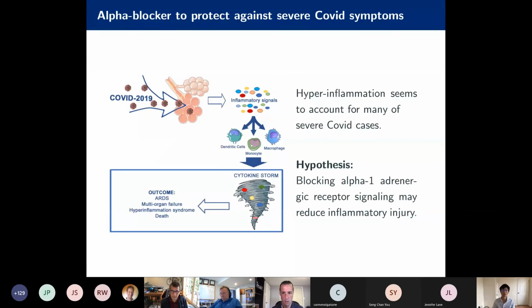So here is a scientific question of interest. Here's a clinical question we were interested in. By now, it's widely recognized that many of the severe COVID symptoms are caused by our immune system overreacting to the infection. And somewhere along the chain of biological reactions that leads to this hyperinflammation is the alpha-1 adrenergic receptor. So there has been a hypothesis that perhaps by prescribing a drug to block this signaling, we may be able to alleviate the symptoms of COVID-19.